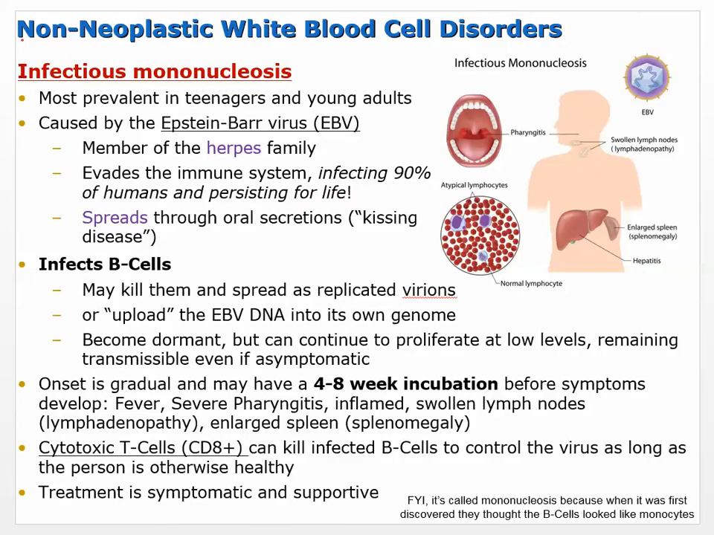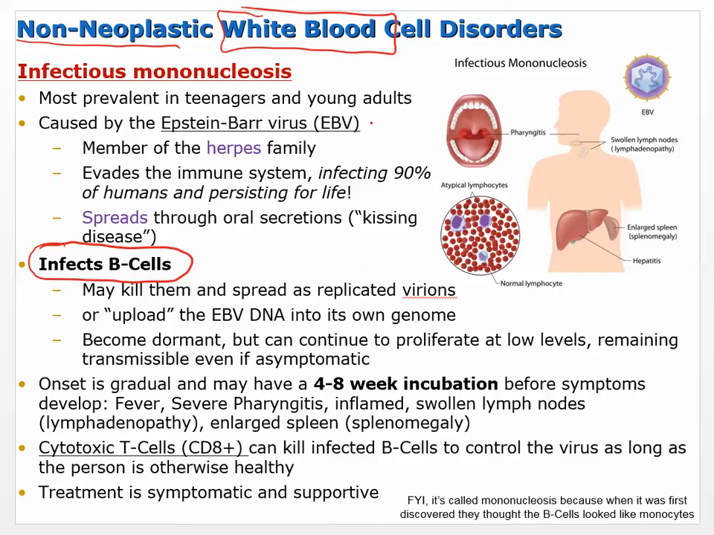Okay, so other non-neoplastics, so still non-cancer, but we're still talking white blood cells: infectious mononucleosis. I guess the first thing to say about mononucleosis is we already kind of know, just because of the section we're in, that it's affecting white blood cells. Specifically, it infects B cells, which are lymphocytes, a white blood cell. And that's what mononucleosis does.